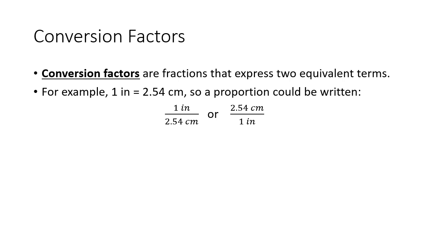Conversion factors are fractions that express two equivalent terms. For example, we could write that 1 inch equals 2.54 centimeters, so a proportion could be written. We could write the 1 inch in the numerator, and then in the denominator we could write 2.54 centimeters, or we could flip that and write 2.54 centimeters in the numerator and write 1 inch in the denominator. Which one we choose will depend on what problem we're trying to solve.